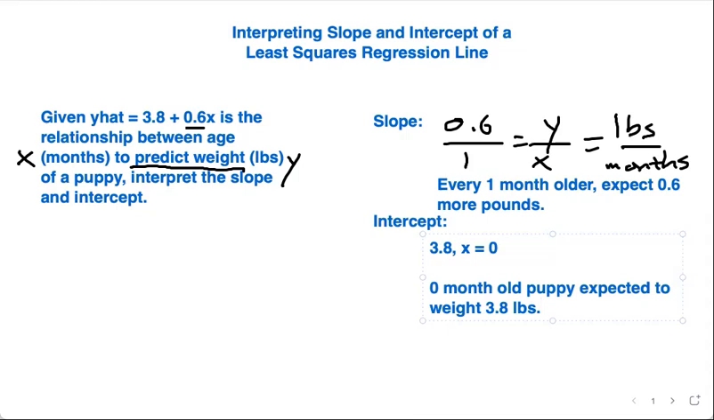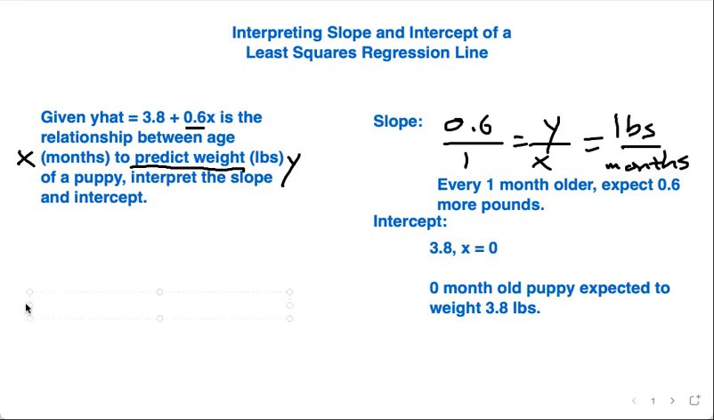Now, does that make sense? Can a puppy weigh between 3 and 4 pounds? And depending on the breed, I would say yes, this is reasonable to interpret. So I would interpret it in this case. So you have to consider, again, life and go, does this make sense? Does this not make sense? In this case, I would say, yeah, it probably reasonably makes sense.